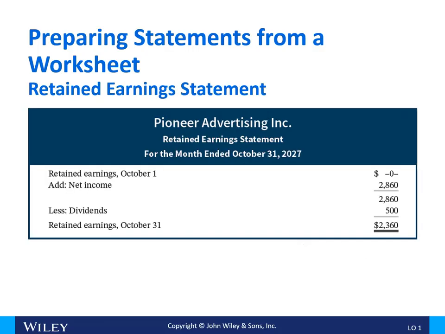And our retained earnings statement, we had no beginning retained earnings, our $2,860 net income from our income statement. From our worksheet, we saw that we had dividends of $500, so we're going to subtract that. Our retained earnings is $2,360.